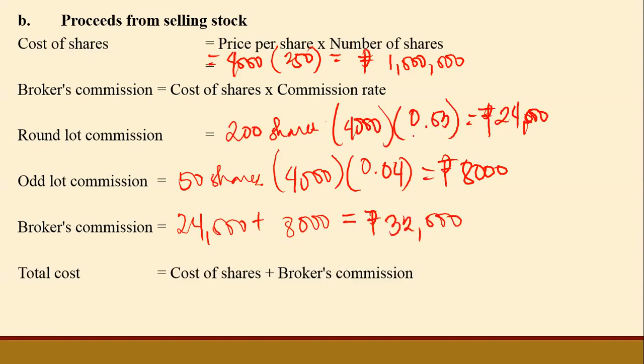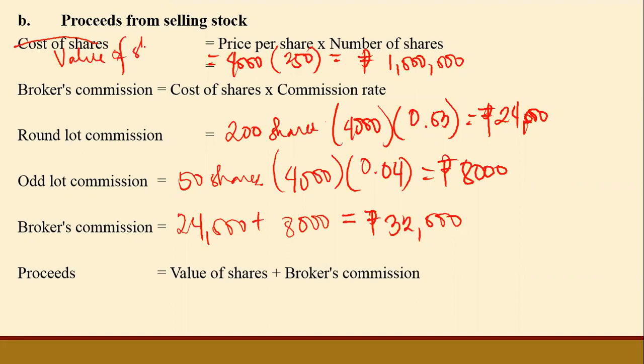So that is the broker's commission. And for the proceeds, we have to get the value of shares. Wait, I'm sorry, I mentioned cost earlier, but it's not a cost. It's the value of shares. Okay? Maybe you got dizzy. So the value of shares is equivalent to 1 million.